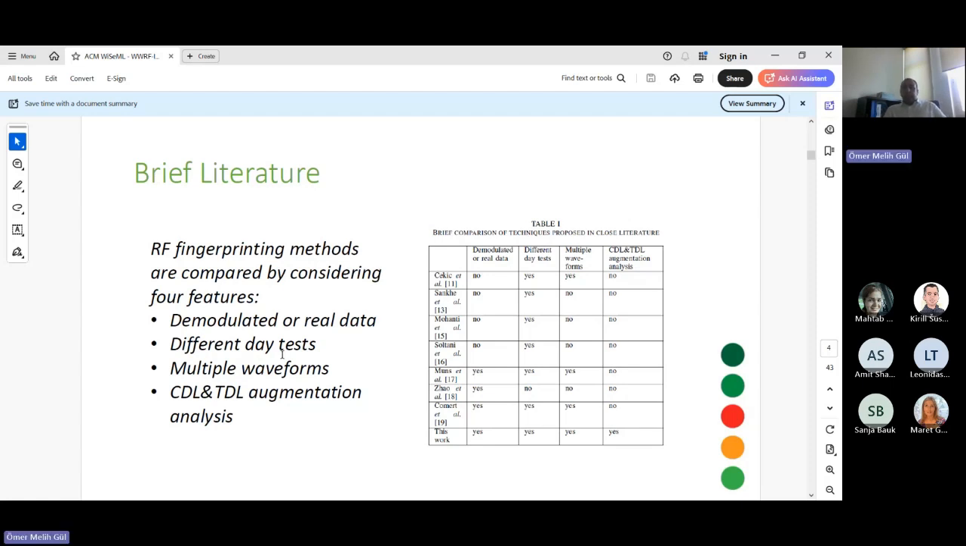And also we consider some CDL and TDL type of augmentation analysis. We talk about this one. In fact, when you consider our approach here, as I said, we propose a fine-grained augmentation. We will say how we make the augmentation.